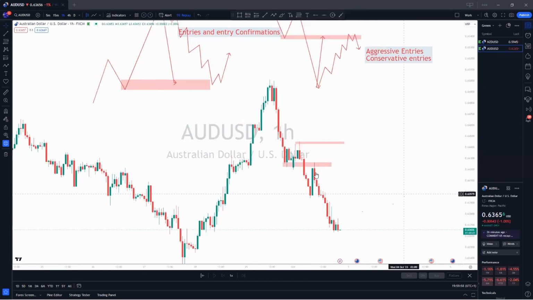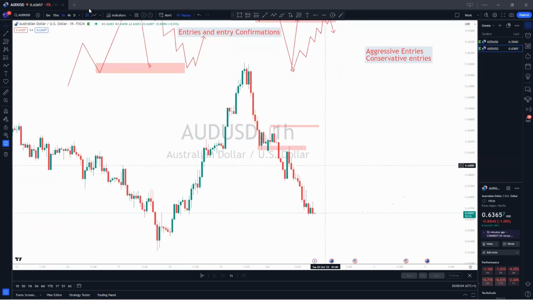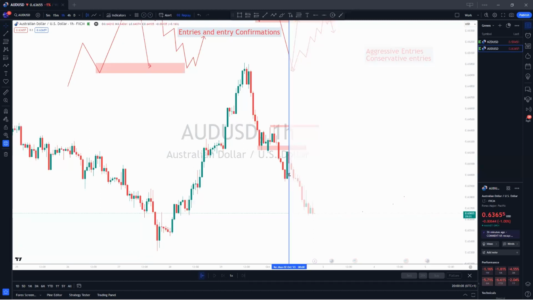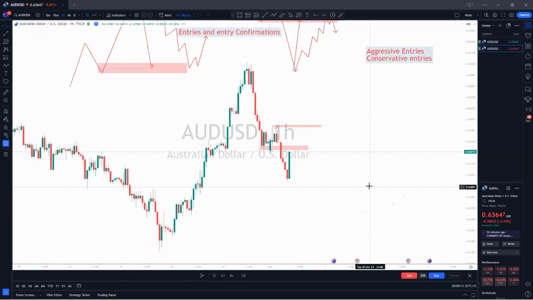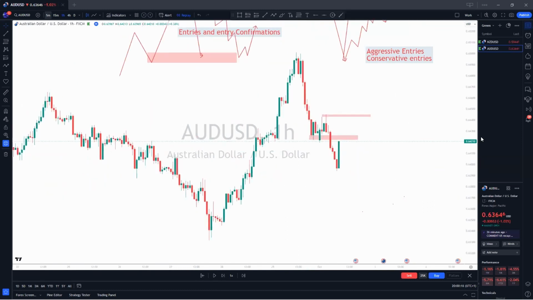First, let's go with this sell that we took using aggressive entries. So let's take a look at this. At this point where price was getting to our entry level, what would we do in this case next? We drop to our 5 minutes time frame.